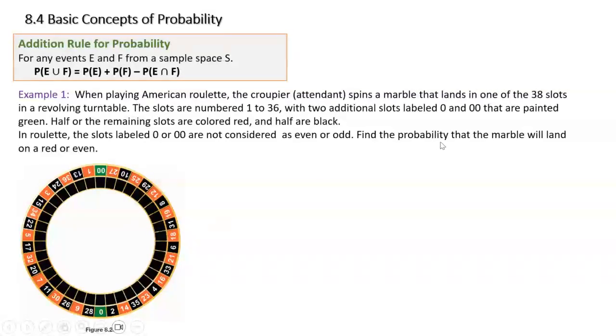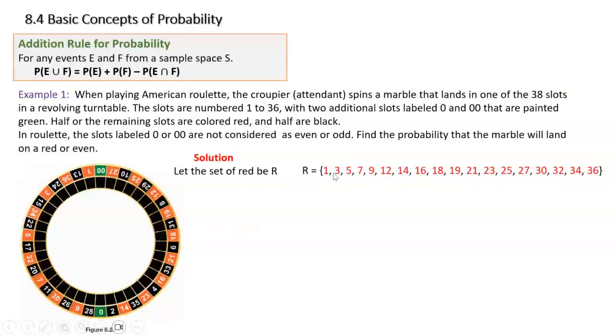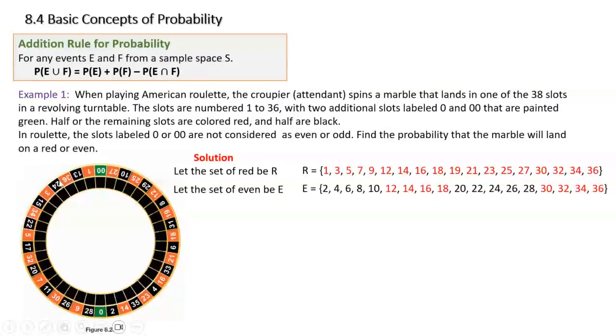Now here we go. Find the probability that the marble will land on a red or an even. Okay, so solution. We're going to let the set of red be R. This is all the red. I went around the example, and these are all the red numbers. Now we're going to let the set of even be E. I went around the roulette table and I put all the even numbers.